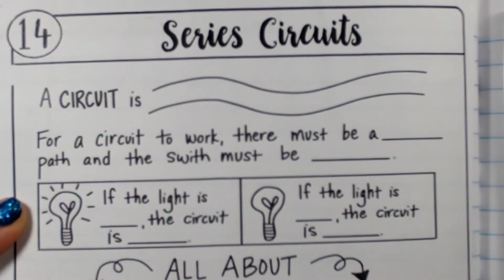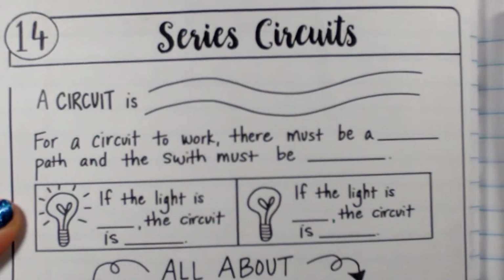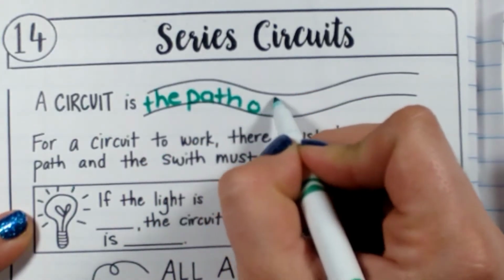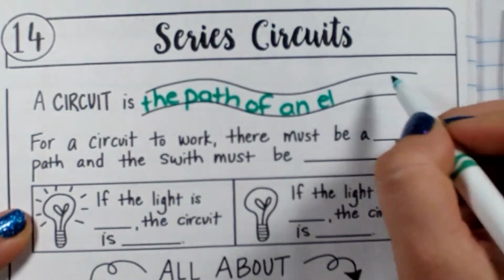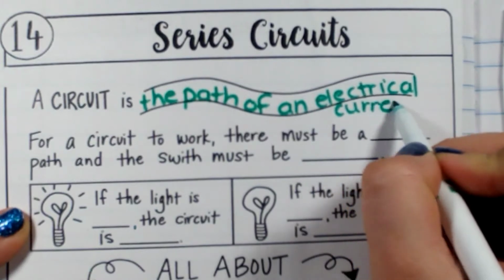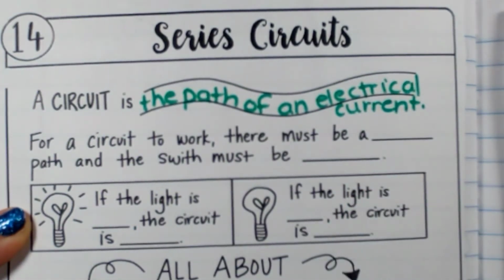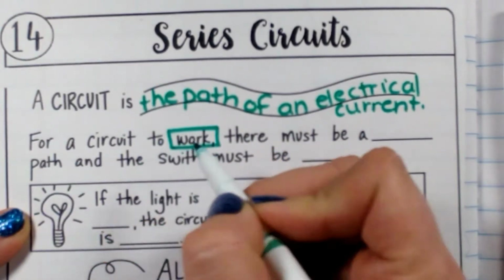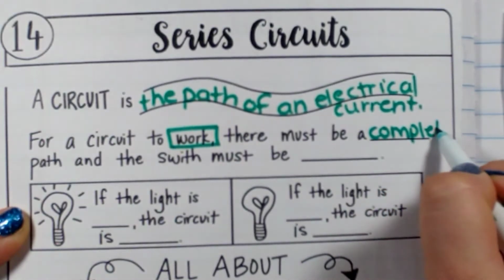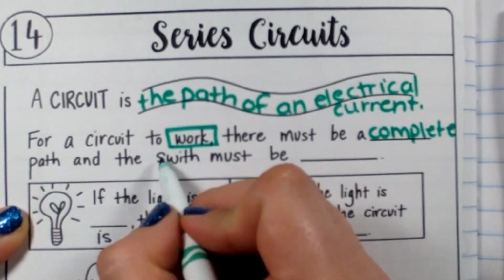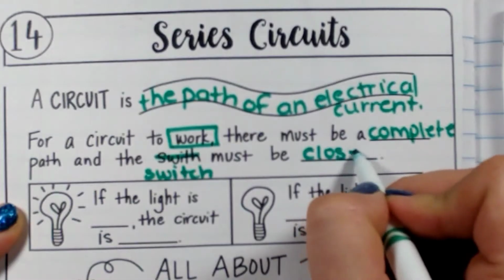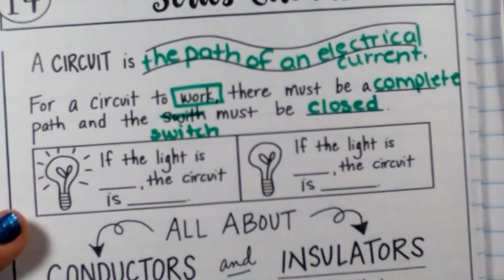So, a circuit is the path of an electrical current. It's like the electricity superhighway. For a circuit to work, there must be a complete path and the switch must be closed. Oop, and that is spelled wrong. Switch must be closed. So all paths must be closed so the highway can work.